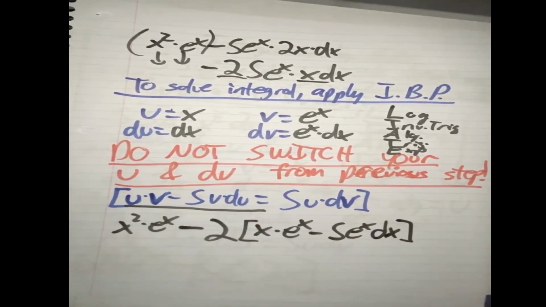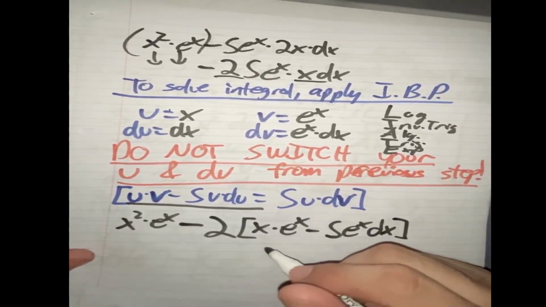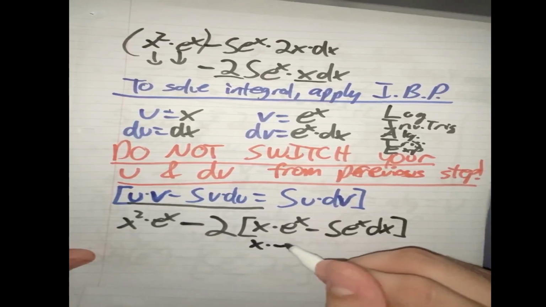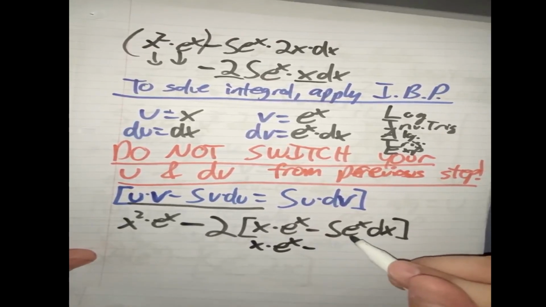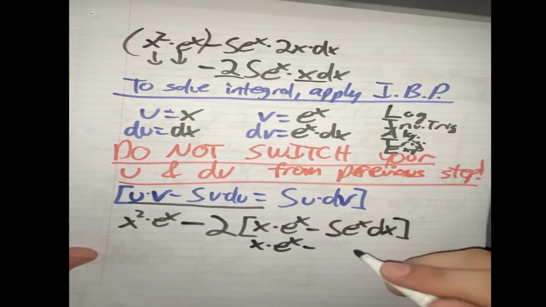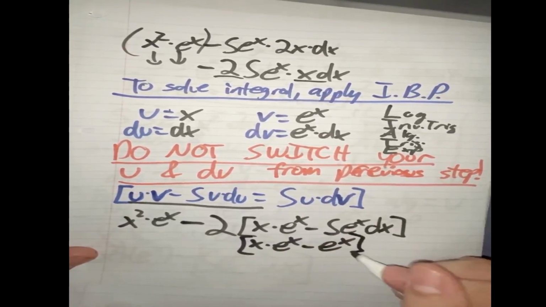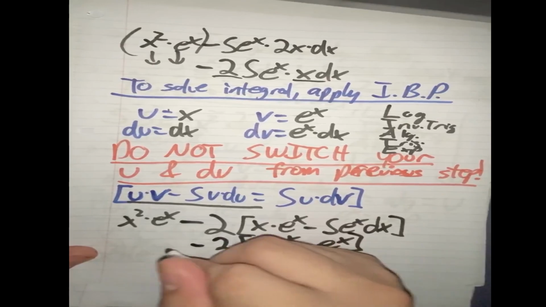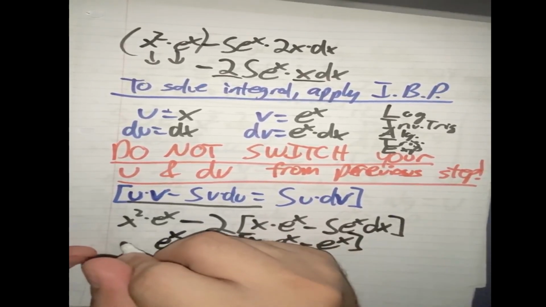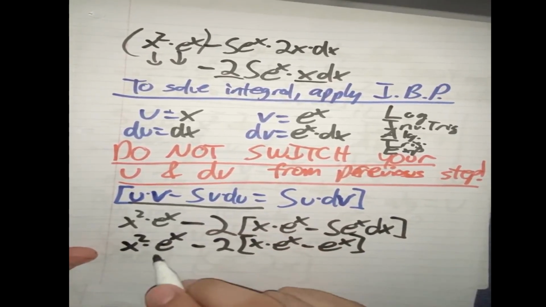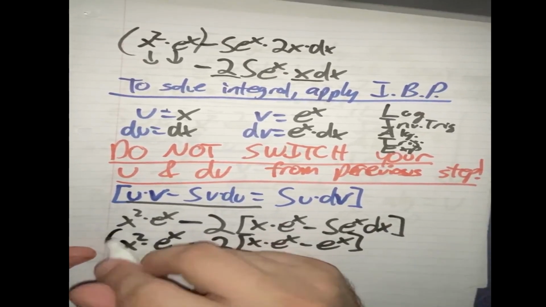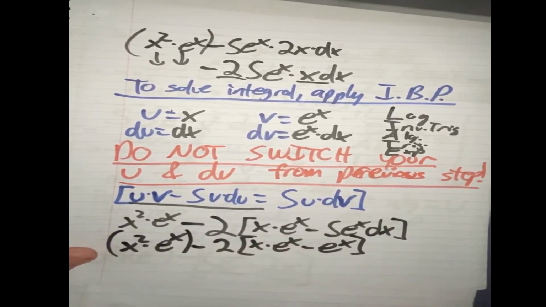And yeah, we still have to solve this integral one more time, but we're going to go ahead and just do it right down here. So e to the x minus the integral of e to the x, which is just e to the x. And keep in mind that this is all inside a 2. And right here from our first integration by parts, we got this function right here. So don't forget to multiply it back in.